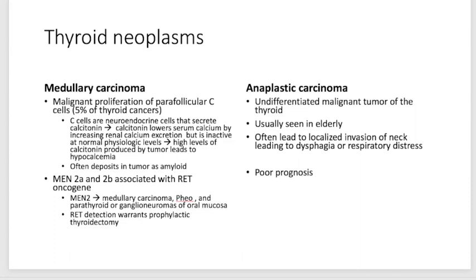These are syndromes that have multiple types of cancer in multiple endocrine organs. Anaplastic carcinoma, this is an undifferentiated tumor of the thyroid, usually seen in the elderly. Unfortunately, it has a pretty poor prognosis.